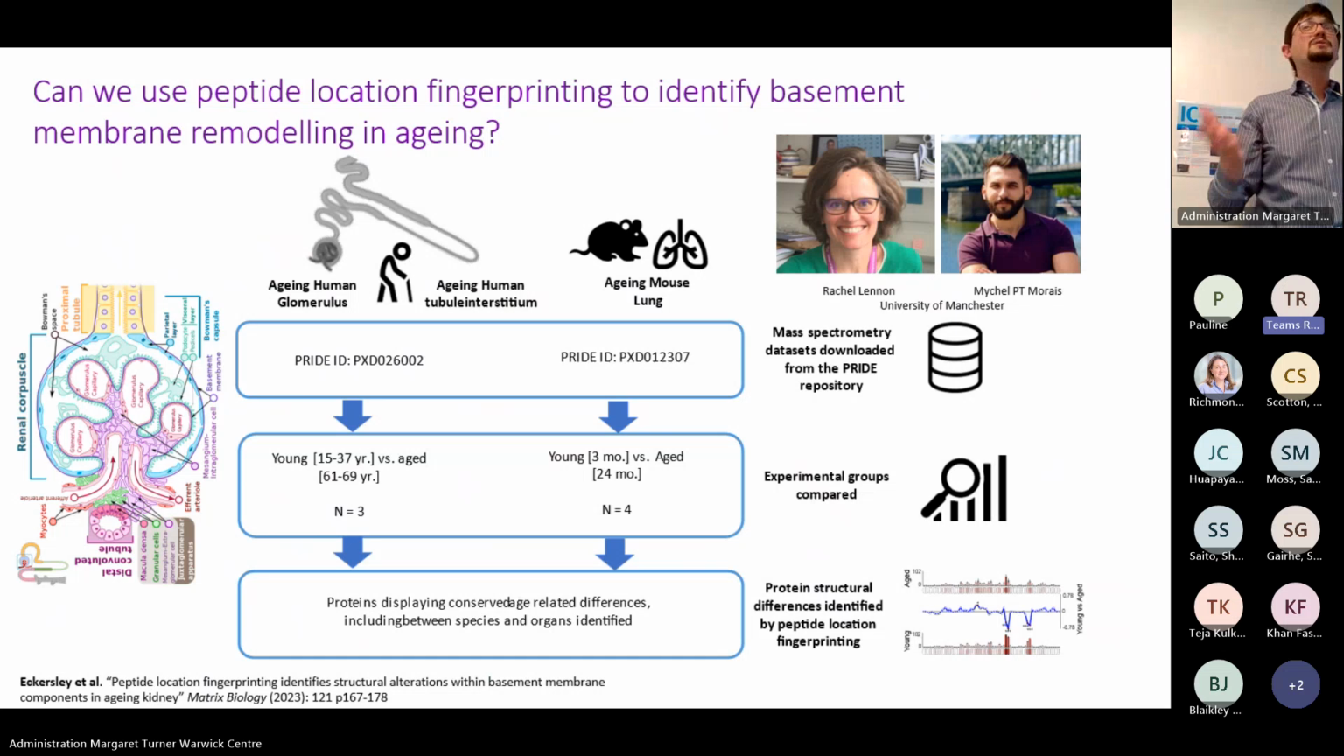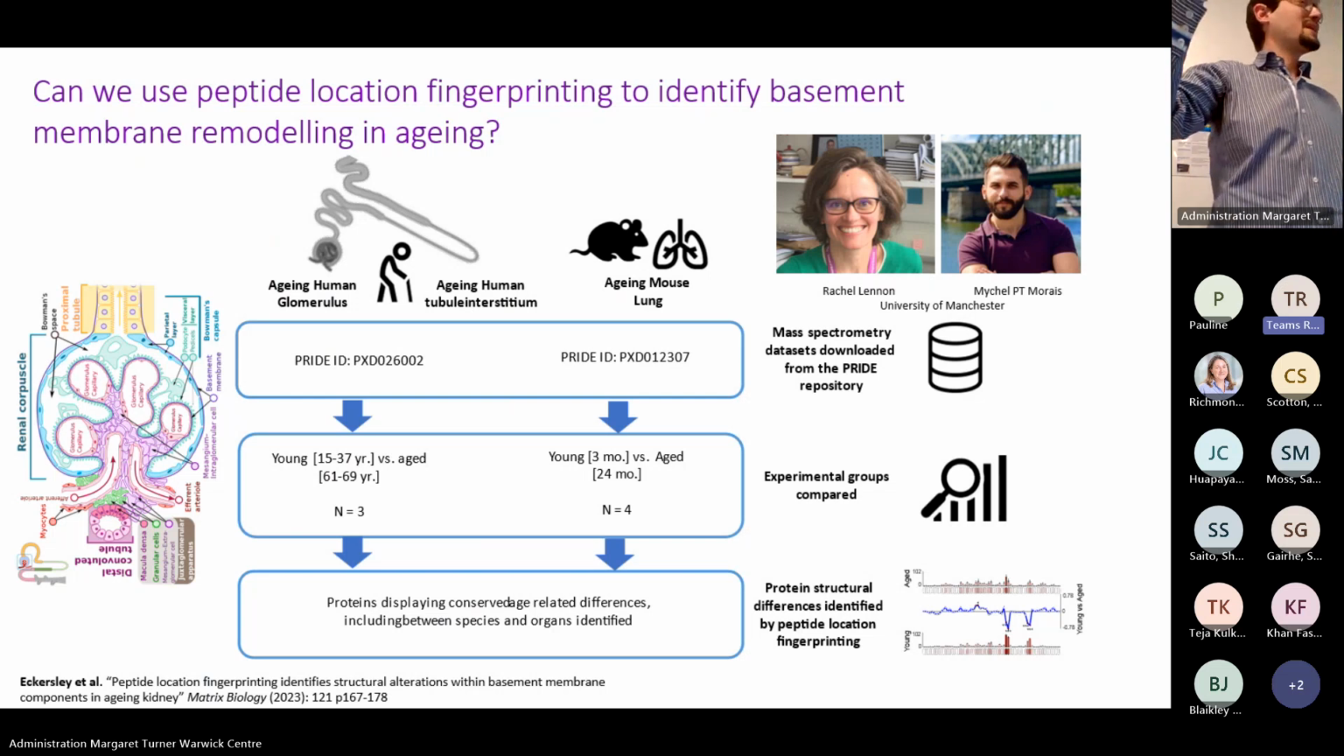But the question was, can we use this peptide mapping approach, this peptide location fingerprinting, to look at structural changes in basement membrane? And so I collaborated with Rachel Lennon, who looks at kidney disease. So she looks at kidney fibrosis, but also aging kidney. And they had a data set that compared young and aged kidney. So the glomerulus of the kidney has a basement membrane which filters urea.